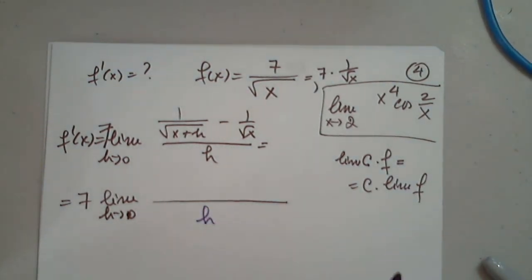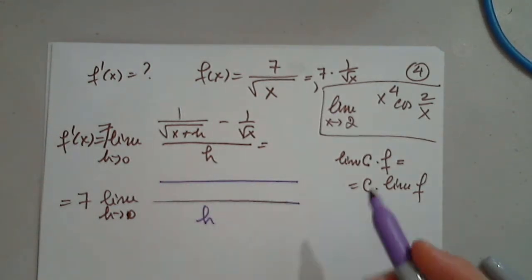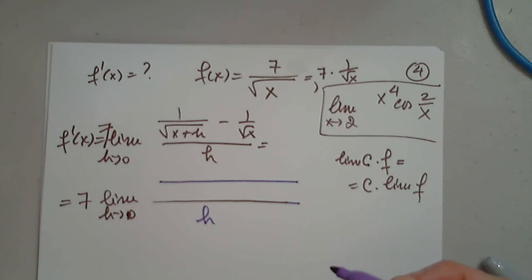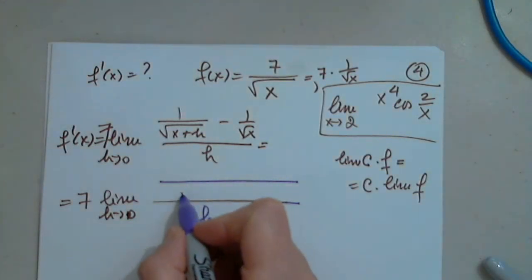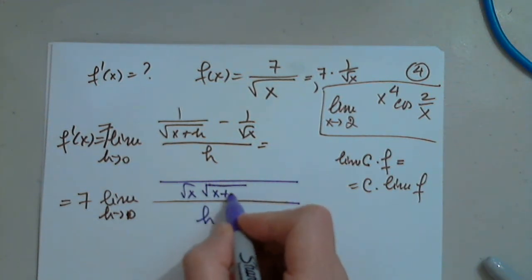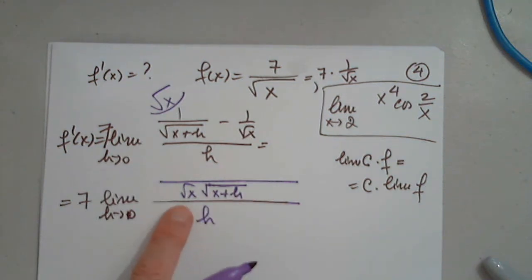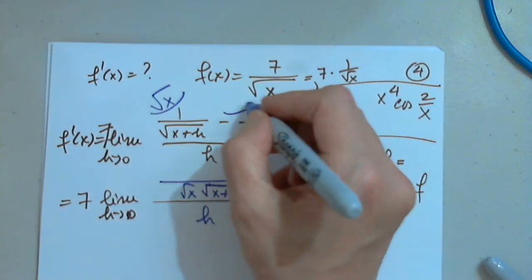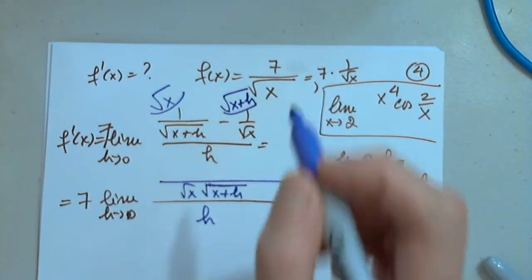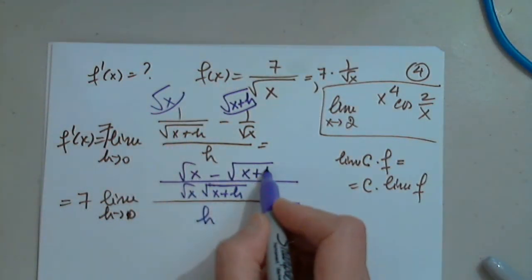You have to get common denominators. Very good. Find the least common denominator, which is? It would be the square root of x plus h and the square root of x. That's it. So obviously this one needs at the top what it does not have, which is the square root of x, and this one needs at the top exactly what it does not have. So then the numerator is the square root of x minus the square root of x plus h.